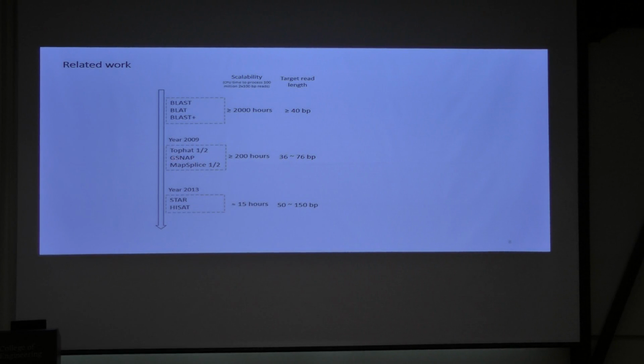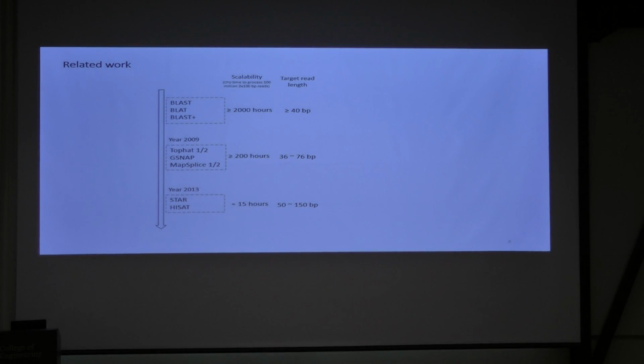Between 2009 and 2012, the first set of RNA-seq read aligners, called TopHat, GSNAP, and MapSplice, were introduced to perform fast read alignment, and they focused on reads from 36 base pairs to 76 base pairs because these were the most common read lengths at that time. After 2013, two aligners, STAR and HISAT, were introduced. They can perform super fast alignment, and they can handle reads up to 150 base pairs.